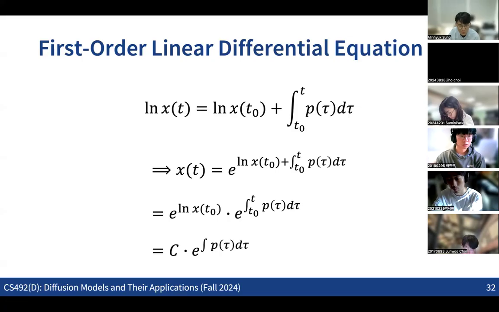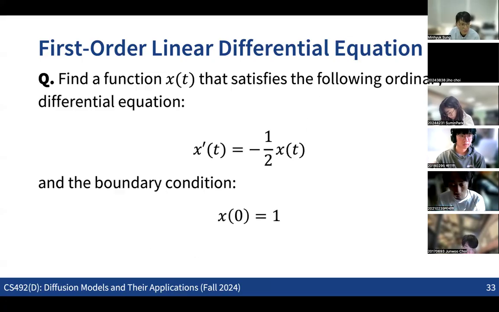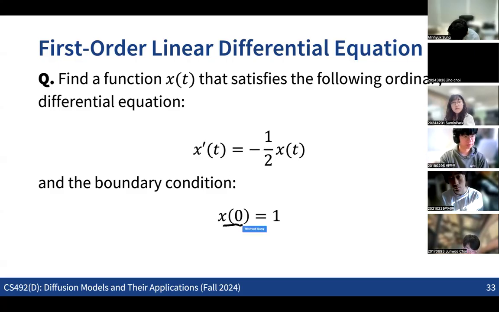So let's quickly do an exercise with this simple example. Let's say this is the given ODE formulation with this term, and we have the boundary condition that x_0 should be 1. Then can you find a function x_t that satisfies these two constraints?